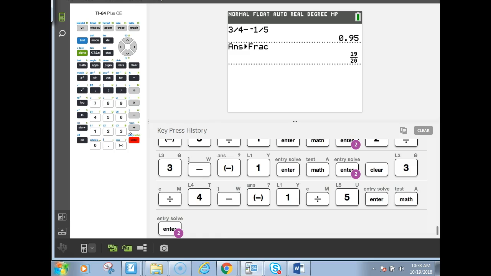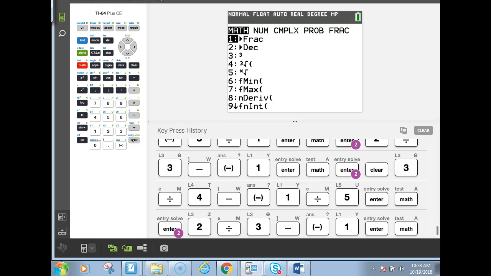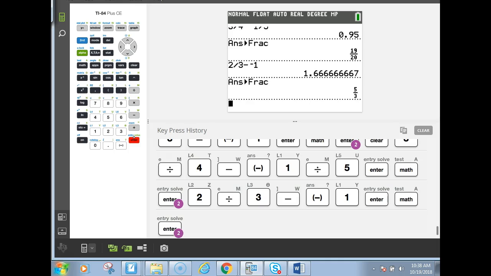On the bottom, you got 2/3 minus negative 1. So here's how you can type it. 2 divided by 3 minus negative 1. Enter. Hit your math button. Get it back to a fraction by hitting enter, enter. And it says 5/3.